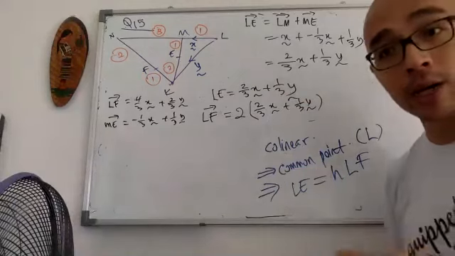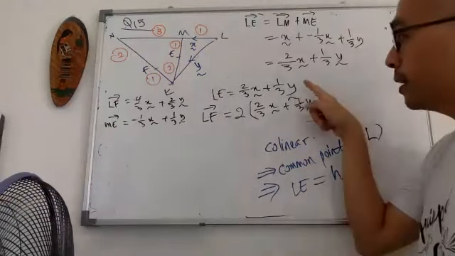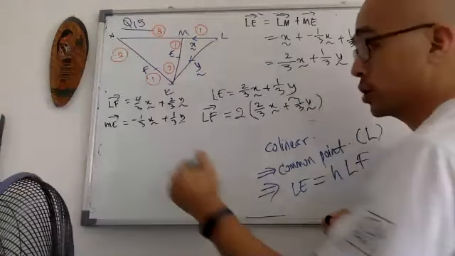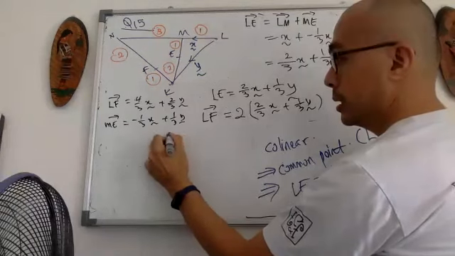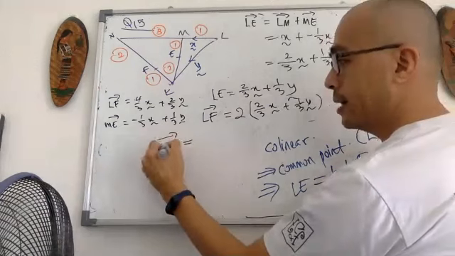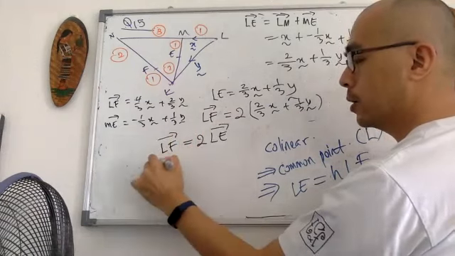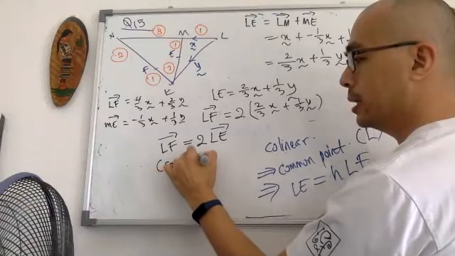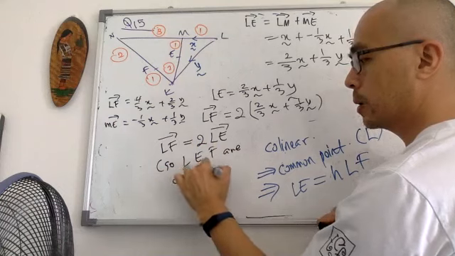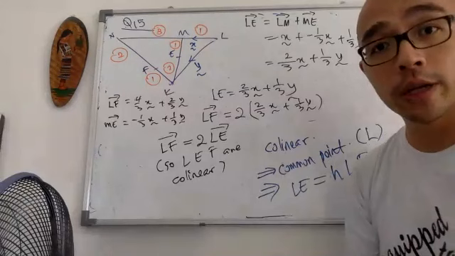If you remember our class, when I was talking about the textbook questions, if you can express it in the same terms, therefore it's collinear. LF equals 2 LE. So L, E, and F are collinear. And that's how you prove collinearity.